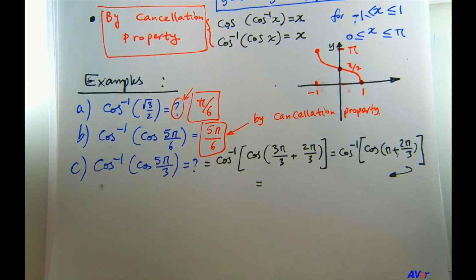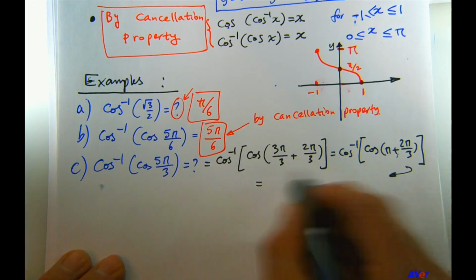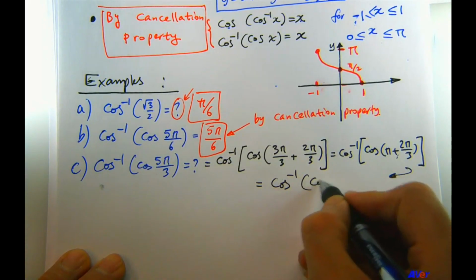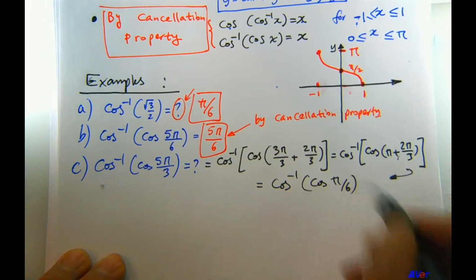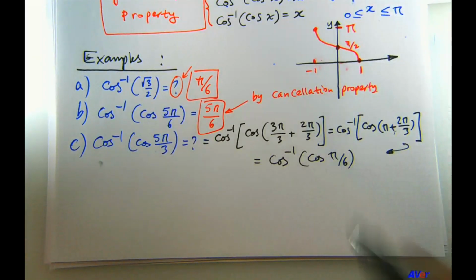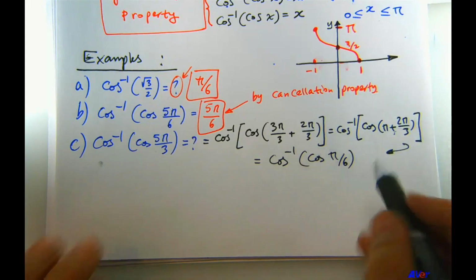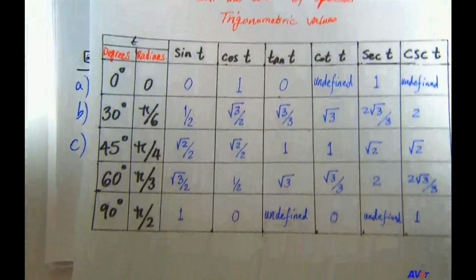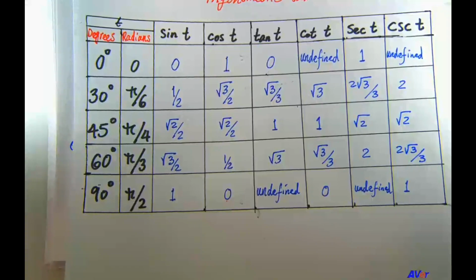Let's see. Yes, so this would be inverse cosine of pi over 6. Again, this pi over 6 is the reference angle for this. So cosine of pi over 6, or cosine of 30 degrees, is square root of 3 over 2. But let's look at it. No, cosine of pi over 6.